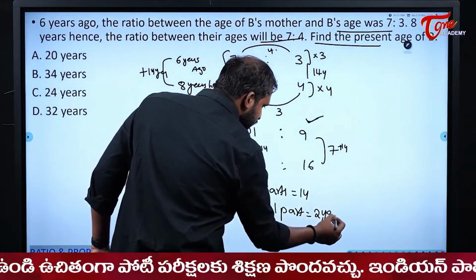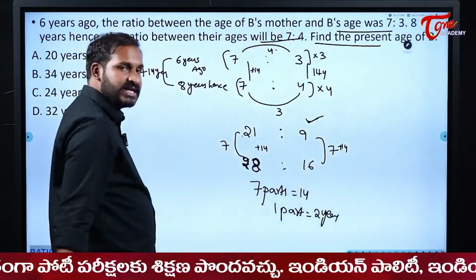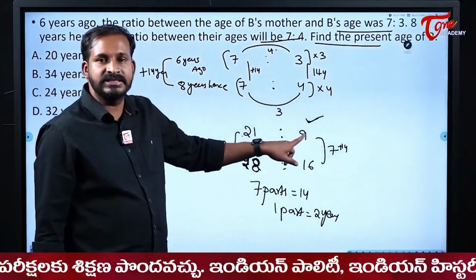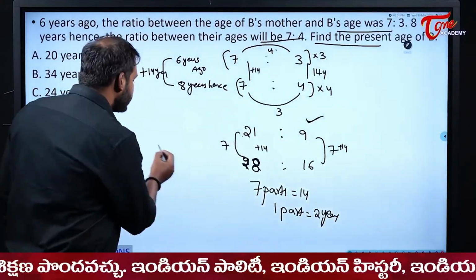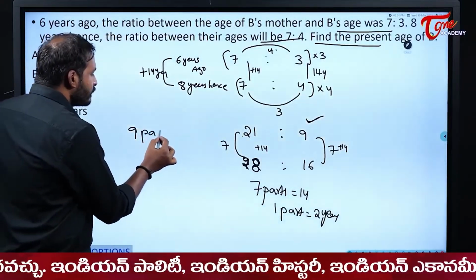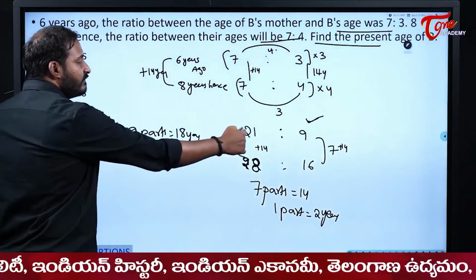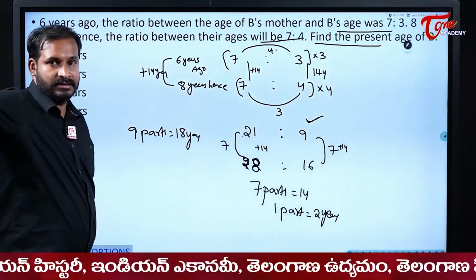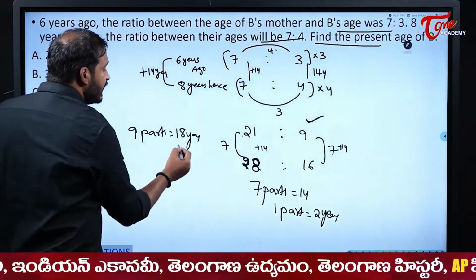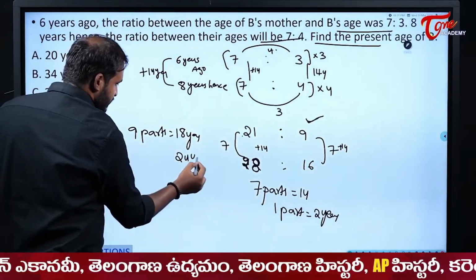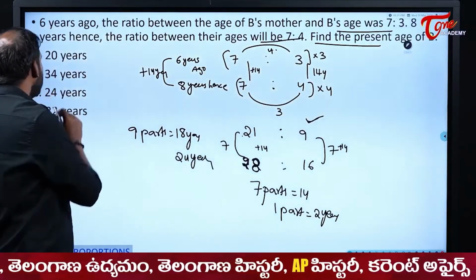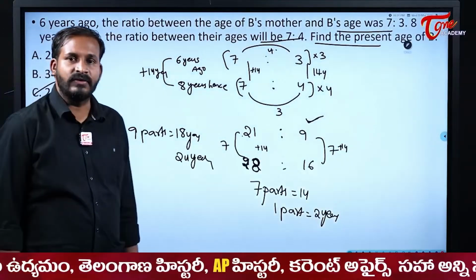2 years. So that means 6 years back, B's age is how many parts? 9 parts. So 9 parts will become what for me here? 9 parts will become 18 years. But this 9 parts is when it is 6 years back. So present age means what? 18 plus 6, 24 years. So B's age will become how much for me here?